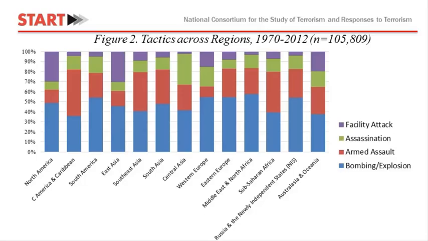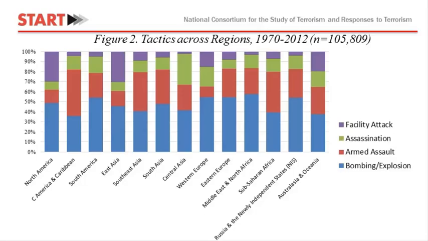In general, assassinations were more common than facility attacks. As a percentage of attacks involving these four tactics, assassinations were most common in Central Asia, with 31% of all attacks, and least common in North America, with only 8% of all attacks.